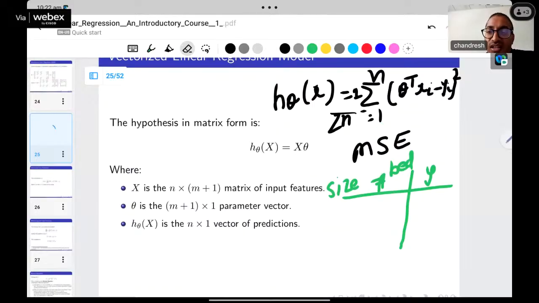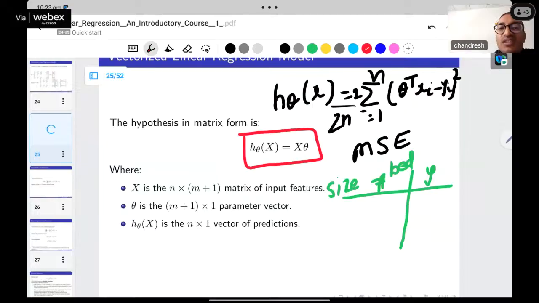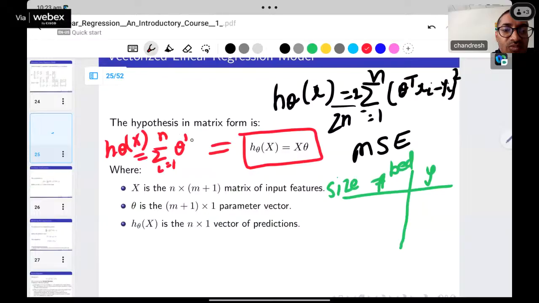Okay. So actually they are not the same at this moment. Actually, the idea is this is your model, the linear regression model. So this is actually the same as what you have to do. This is the same as saying h_theta(x) equals, let's say we write like this, the summation from 1 to n, of theta transpose x_i.